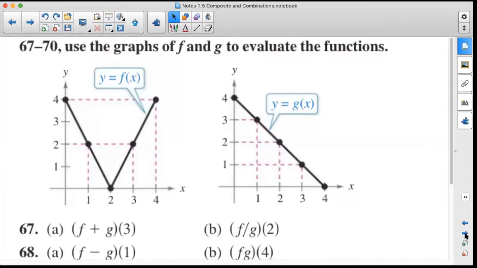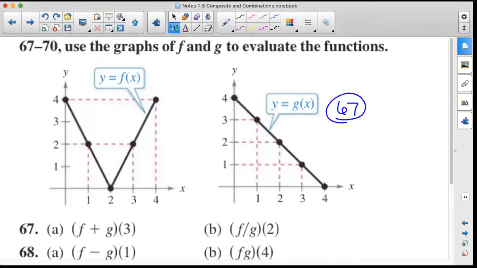But we also can evaluate functions just by using the graph. That's the goal. Can you do it both ways? Can you use a function and an equation, but can you also look up values in a graph? So looking at number 67, I'm going to place it on the side here. 67 wants us to find f plus g of 3.